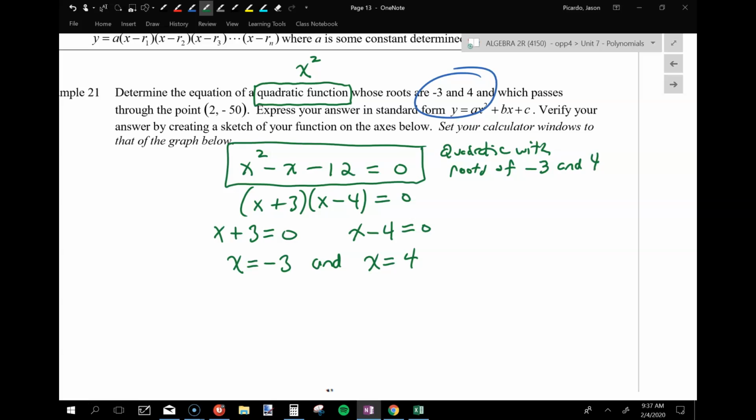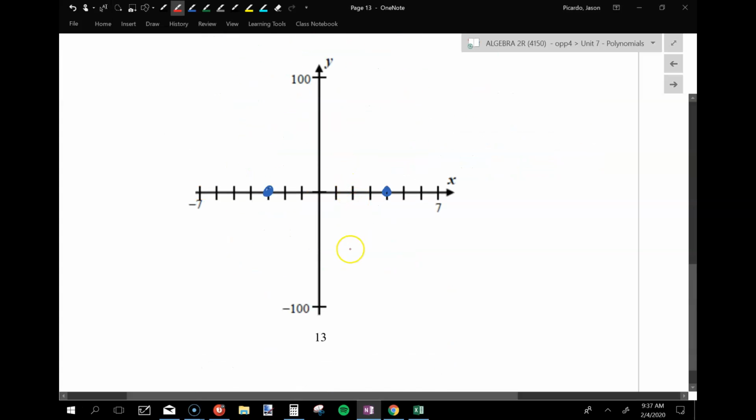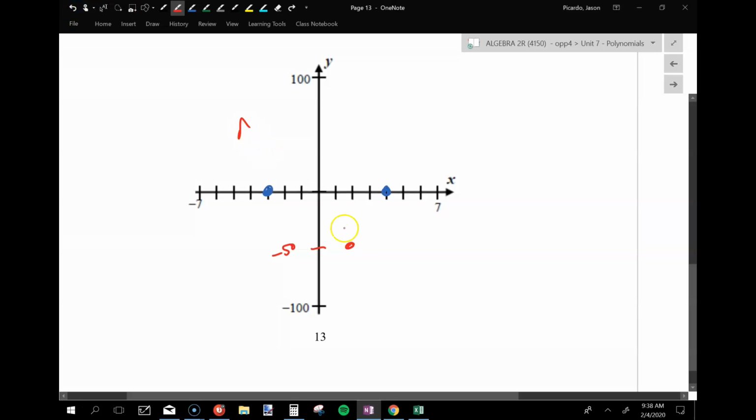But there is one other fact that we have to take into consideration. And the other fact is this. I need my quadratic to go through that point, 2, -50. So this is what my quadratic should ultimately look like. Sort of. That's a pretty bad picture, but you get the idea, right? It's going to look something like that.